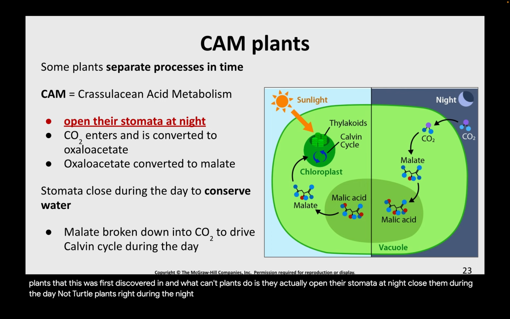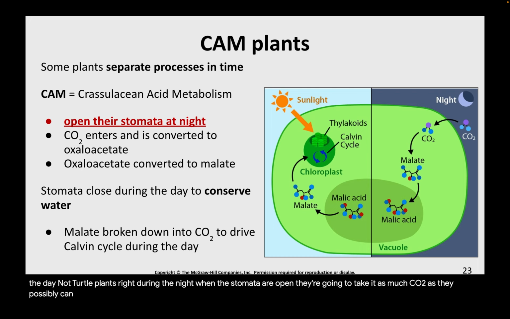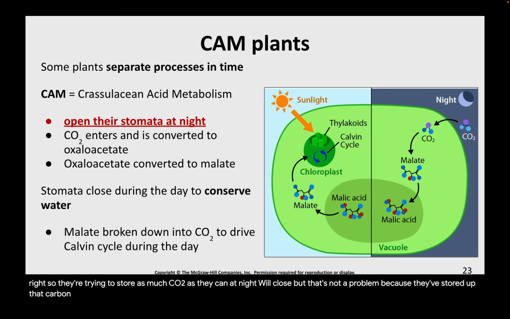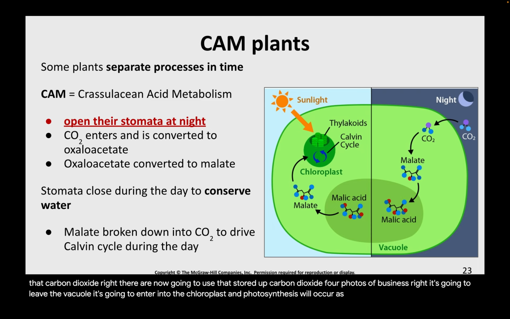During the night, when the stomata are open, they're going to take in as much CO2 as they possibly can. That CO2 is going to be converted into malate, right? Malate converts into malic acid, and it's stored in the vacuole, right? So they're trying to store as much CO2 as they can at night. Now, during the daytime, the stomata will close. But that's not a problem because they've stored up that carbon dioxide, right? They're now going to use that stored up carbon dioxide for photosynthesis. It's going to leave the vacuole, enter into the chloroplast, and photosynthesis will occur as normal, right?